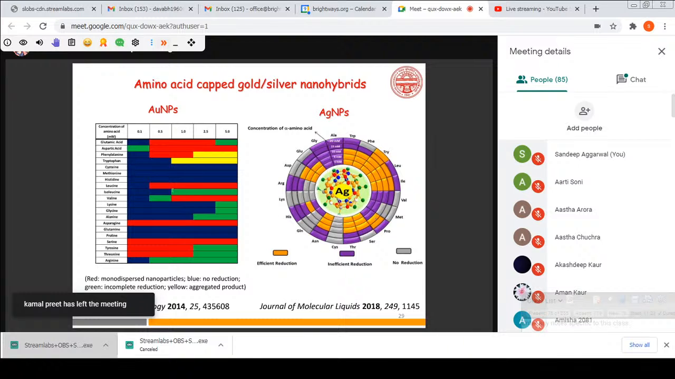Similarly, in the gold nanoparticles, some of them showed very good examples of conjugating, whereas some were not showing good examples. So what I'm trying to tell you is that you can make nanoparticle systems or nanomaterial systems directly from bio-inspired materials such as amino acids and peptides. So this was an example with amino acids.